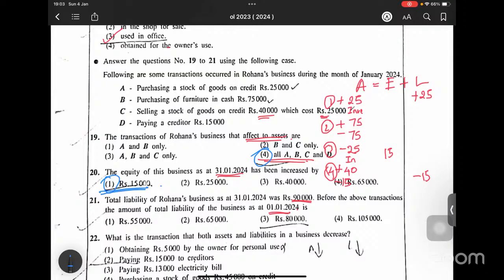Total liability of Rohana's business as at 31st January was 90,000. Okay, at the month end, the liability was 90,000. Before the above transactions, what was the total liability? So they are asking what's the amount on 1st January. This is 31st January. How do we find that? By subtracting these 15 and adding the 25. Then how much will be the answer?